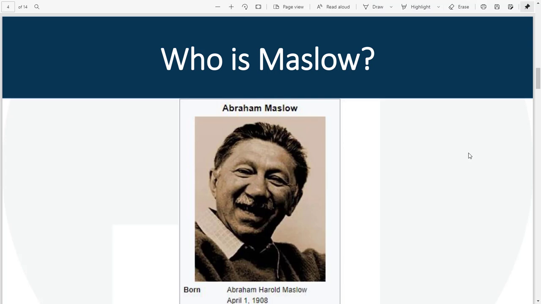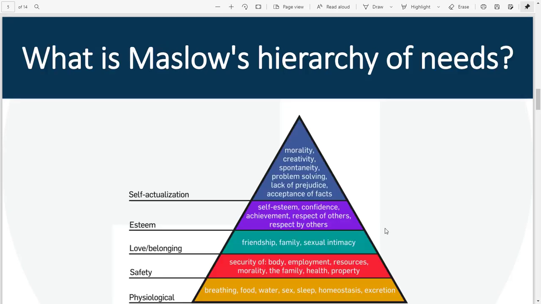Okay. Who is Maslow, first of all? This guy is Maslow, Abraham Harold Maslow, I don't know the real pronunciation of the name. It doesn't matter actually right now, but he was born in 1908, so it's more than 100 years ago. But what did he say?